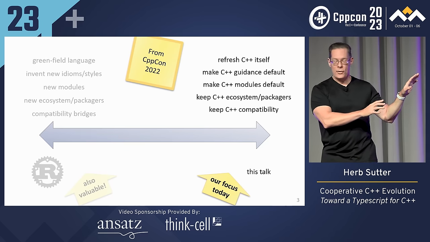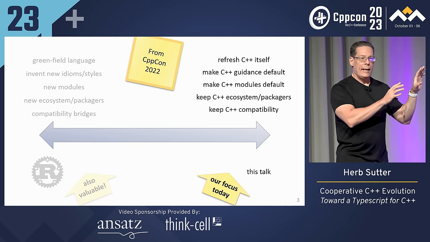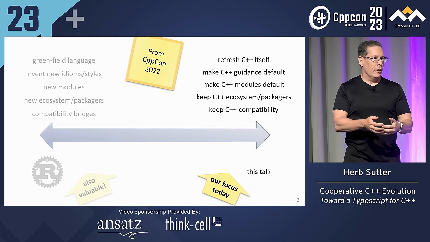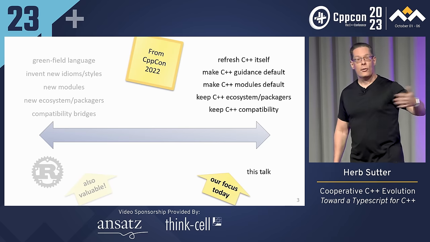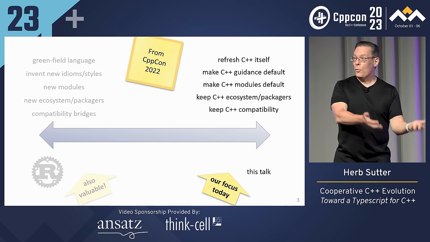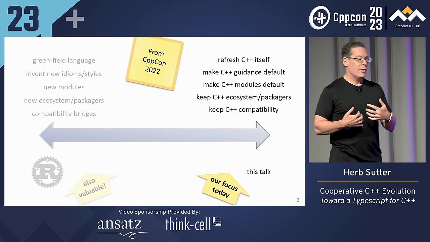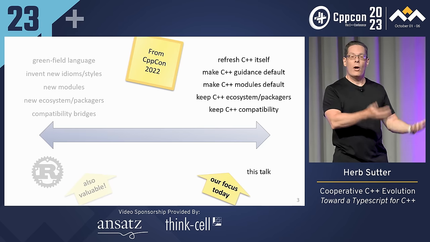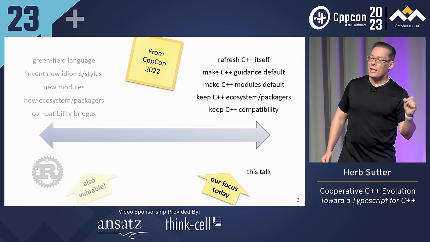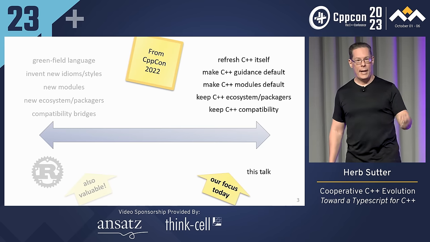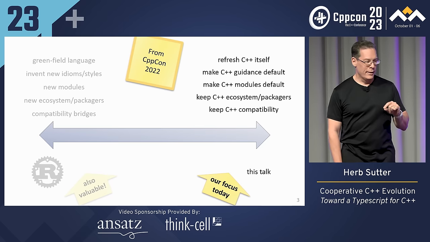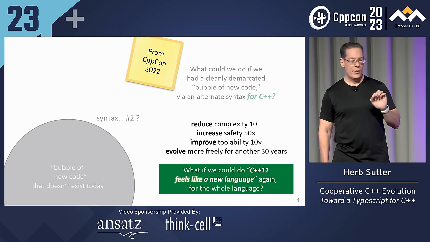I'm interested in the other side of this, which is, what can we do to refresh C++ itself? To make the guidance that we already have learned over 30 years and that we teach regularly the default, so the compiler helps us more and fights us less. To make C++ modules and concepts that we already have that are standard, the default. To keep our entire ecosystem and package managers and compatibility. And I'm going to hammer quite a bit on that in the latter part of the talk. But that's the side that I'm interested in.